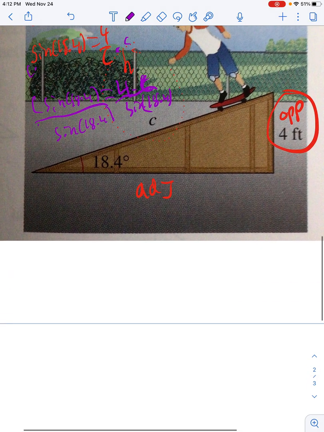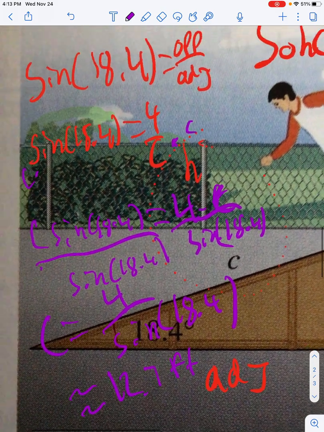The c is canceled out, so all I have to do is c equals 4 divided by sine 18.4. That's going to approximate to about 12.7 feet. So the length of the skateboard ramp is about 12.7 feet.